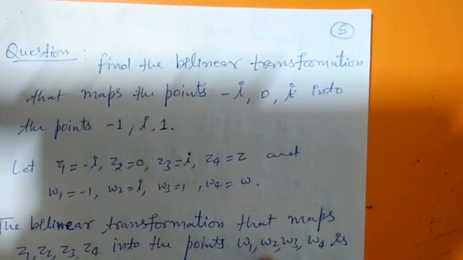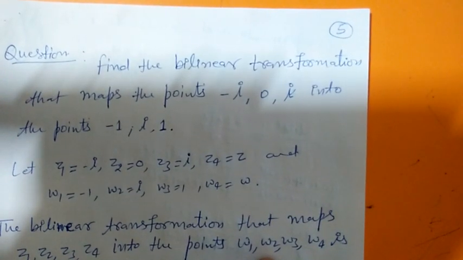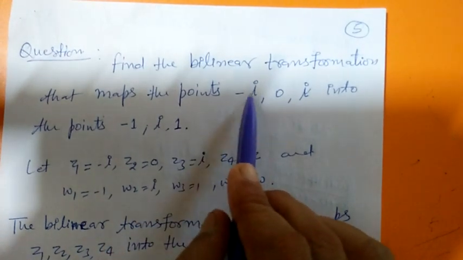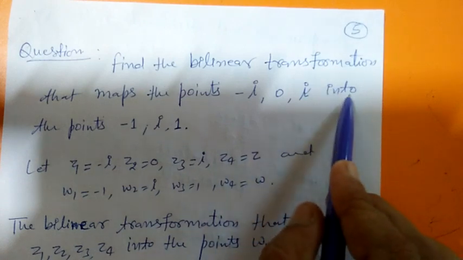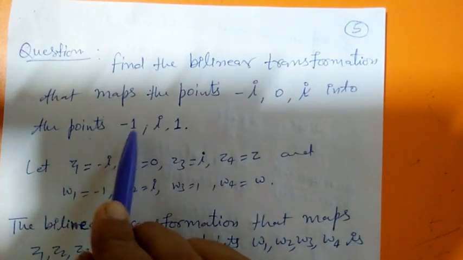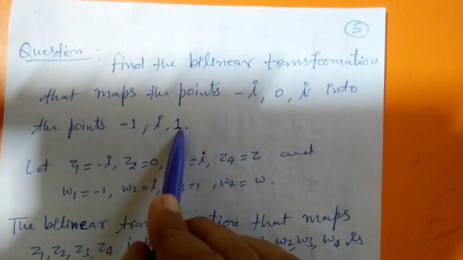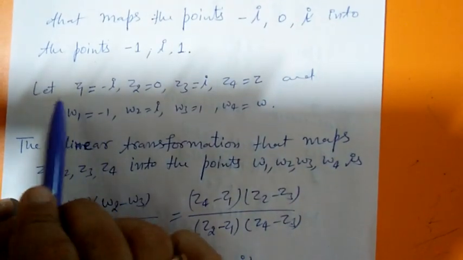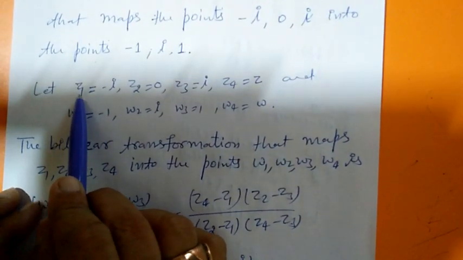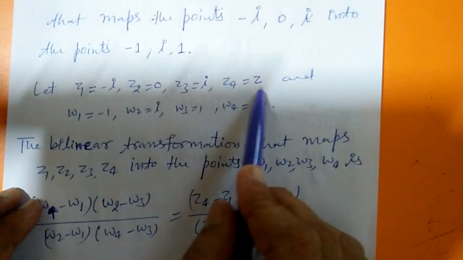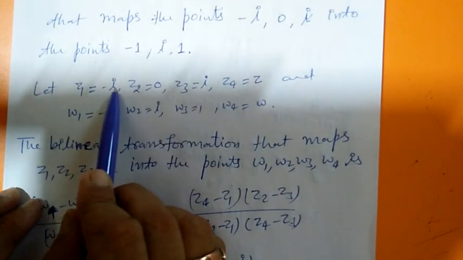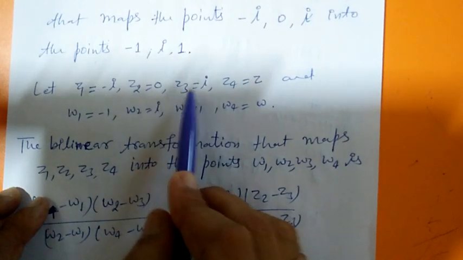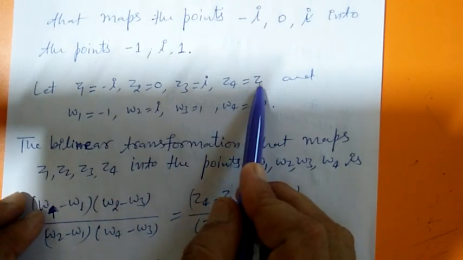Now the question is: find the bilinear transformation that maps the points -i, 0, +i into the points -1, i and +1. So here we consider the points on the z plane: z1 is equal to -i, z2 is equal to 0, z3 is equal to i, and z4 is equal to z, say.